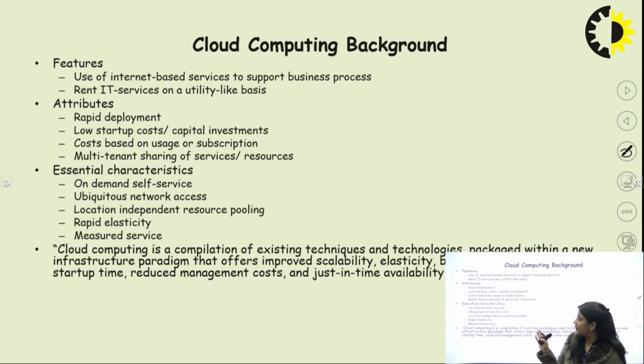Third one is attributes. So what are the different attributes of cloud computing? First is rapid deployment, meaning all the services are deployed over the network. Second, low startup cost and capital investment. If I am going to develop my own cloud, then I have to invest in the setup of the resources, or deploy a web server, connect with the internet, and also take the internet service. All these fall under capital investment.